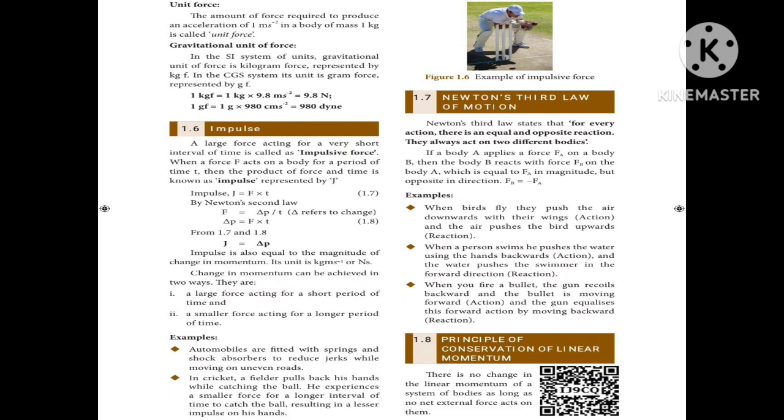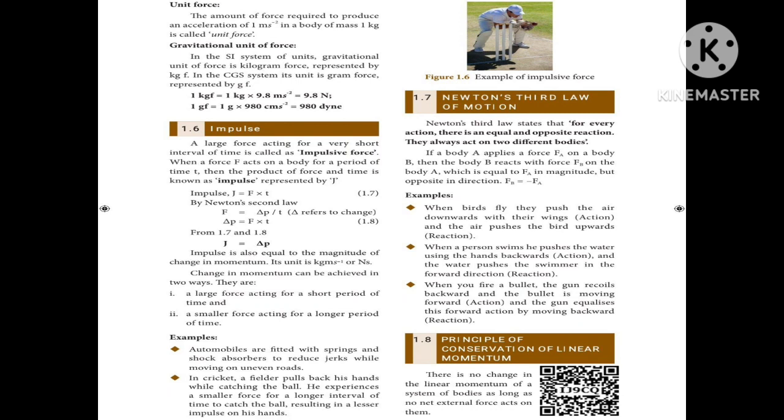Impulse. A large force acting for a very short interval of time is called an impulsive force. When a force F acts on a body for a period of time t, then the product of force and time is known as impulse, represented by J. Impulse J equals F times t. By Newton's second law, F equals delta P by t, where delta refers to change. Delta P equals F times t. From the above two expressions, J equals delta P. Impulse is also equal to the magnitude of change in momentum. Its unit is kg m s^-1, or N s.